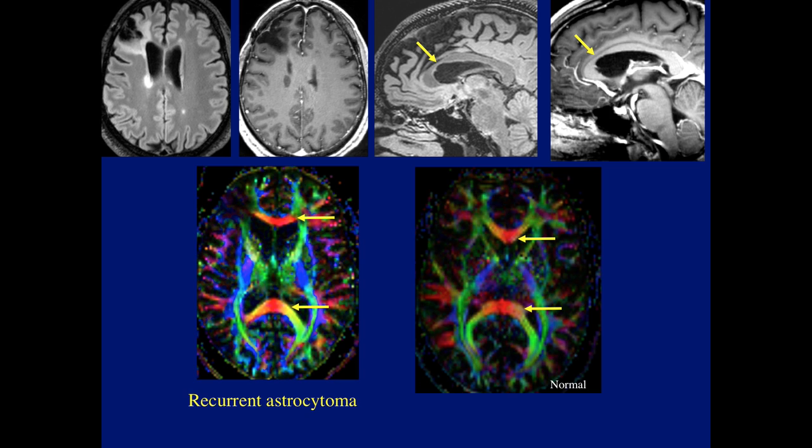Here's another patient of a recurrent astrocytoma where we see the lesion here. Notice that the corpus callosum in the anterior body looks a little thin, and again notice the difference in size. So again, although nobody seems to comment on this, these images are quite useful to analyze what has happened to the crossing fibers in the corpus callosum.